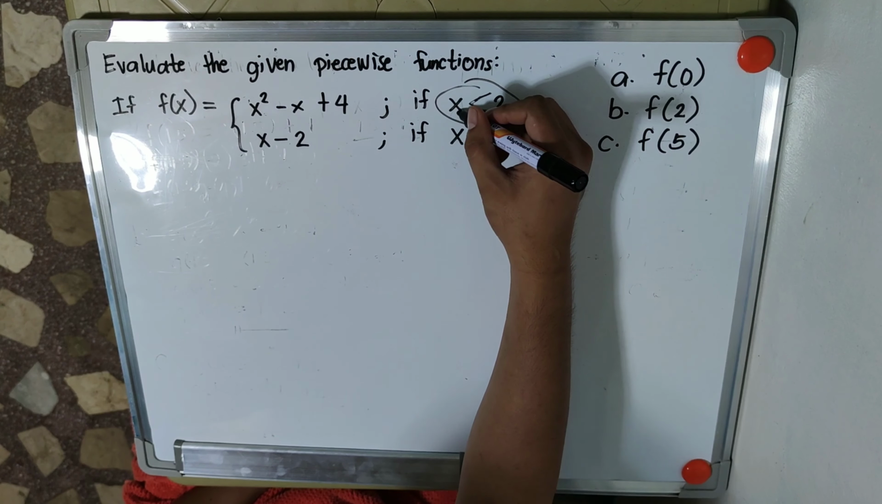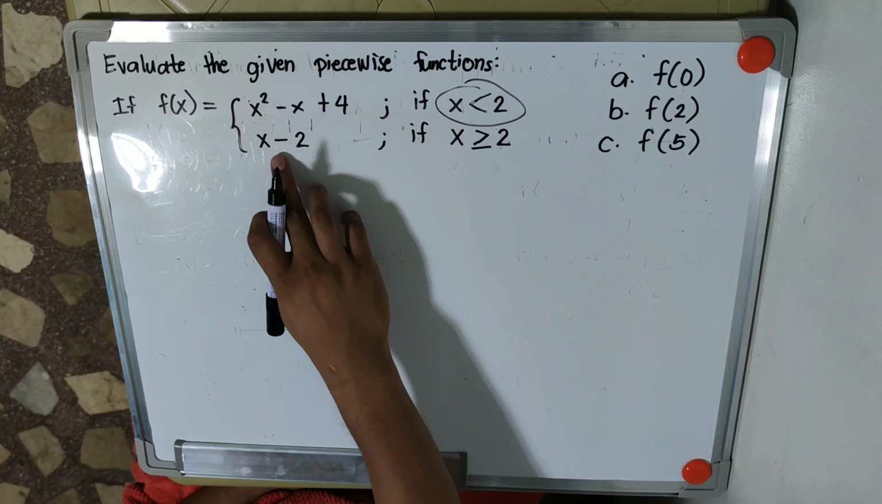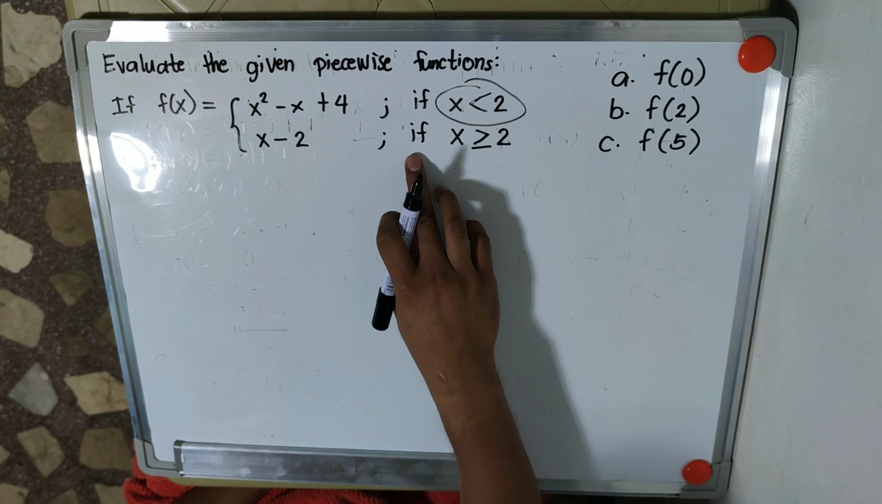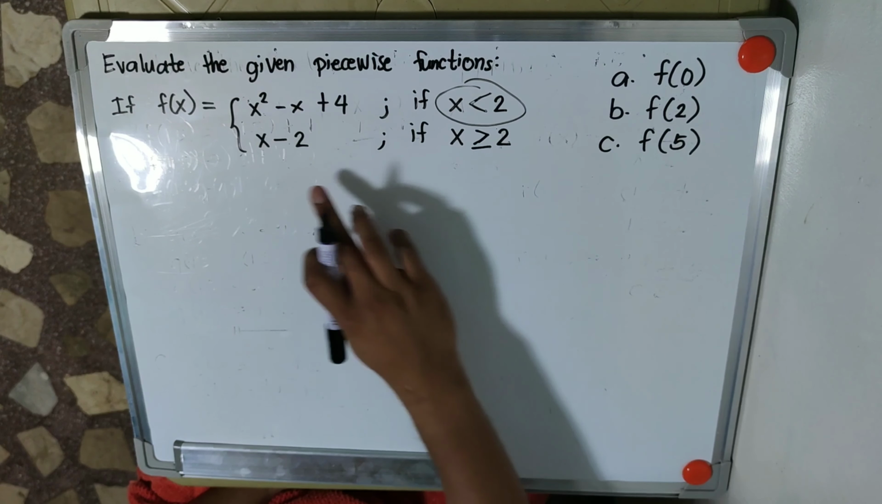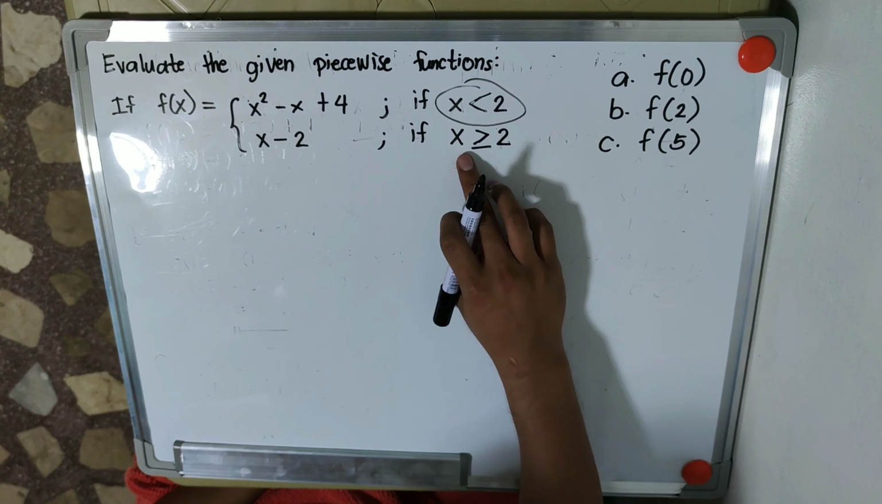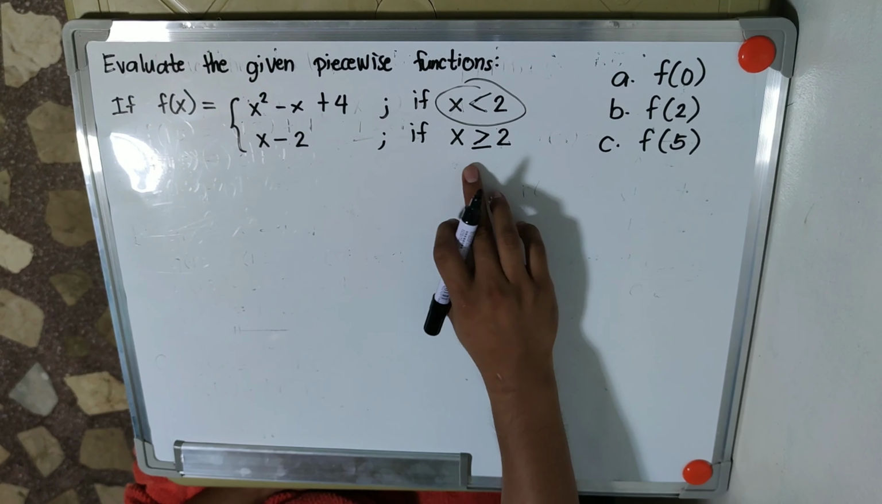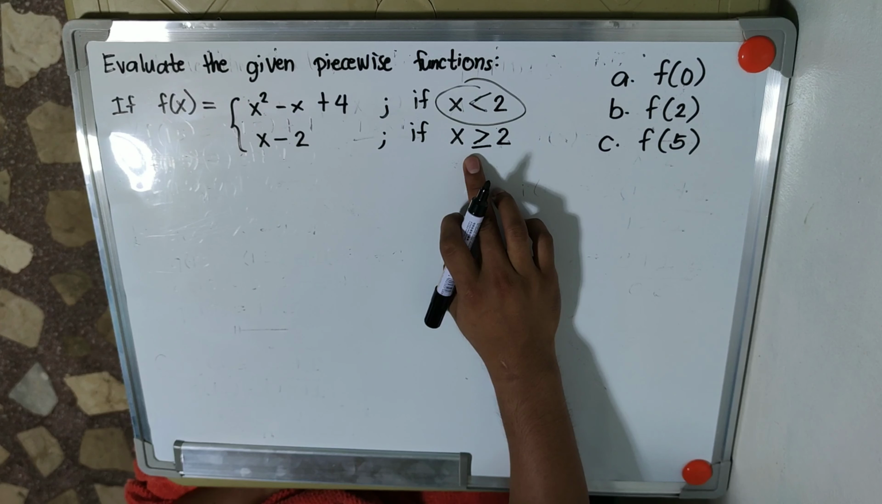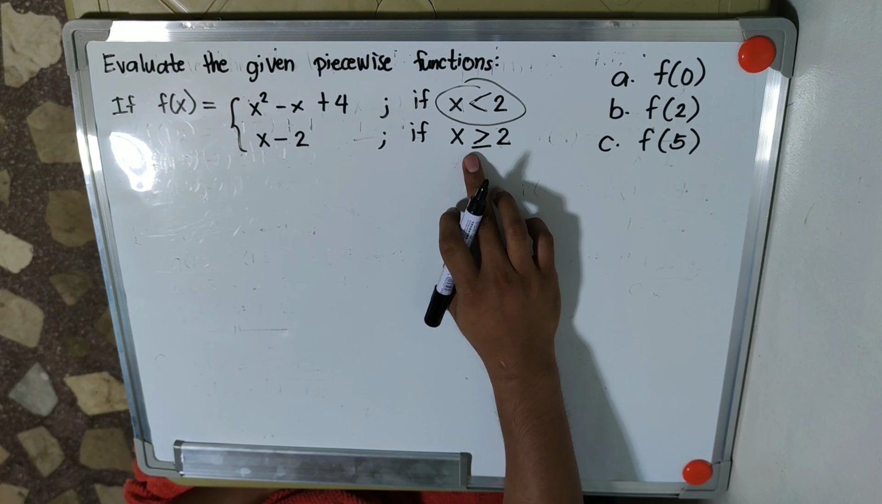Again, we need to find the values that will satisfy the given condition. On the other hand, x minus 2, we are going to use this equation if the condition is being satisfied. What is the condition of x minus 2? We are going to use this equation if x is greater than or equal to 2. So, saan nakaharap yung symbol? Yung symbol nakaharap kay x. Ibig sabihin, anong sabi ko? Kung sino yung nasa harapan, siya yung mas malaki. So, since x nasa harapan ng baba, siya yung nakanganga, ibig sabihin, si x ang mas malaki kay 2.